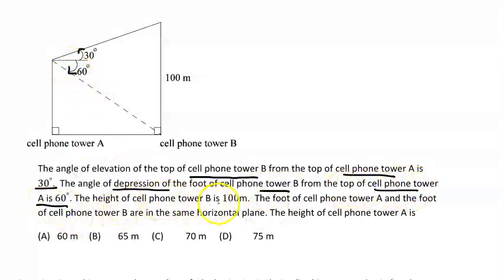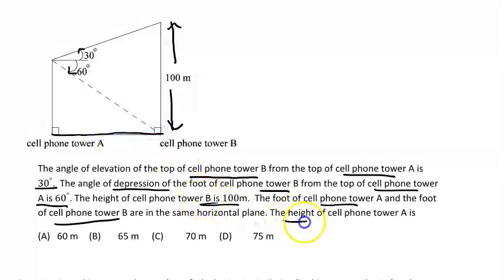The height of cell tower B is 100 meters. So the height there is 100 meters. And the foot of cell tower A and foot of cell tower B are in the same horizontal plane. So same horizontal plane there. The height of cell tower A is, so they want us to find the height of cell tower A, which is basically that height there.